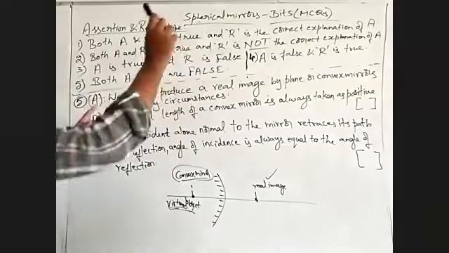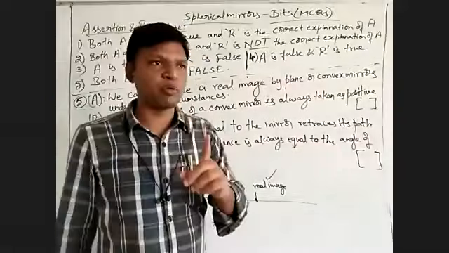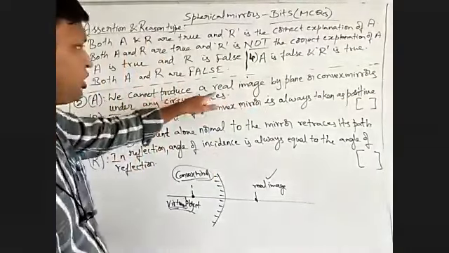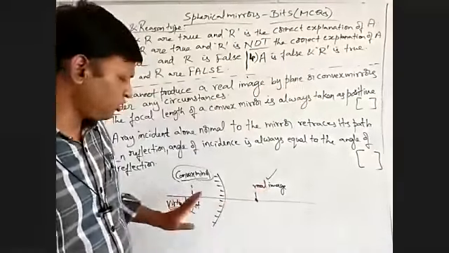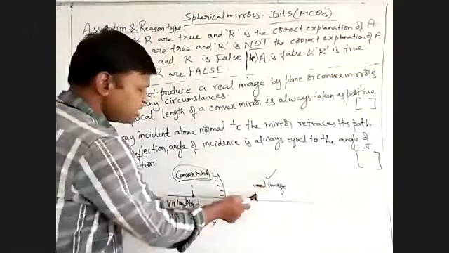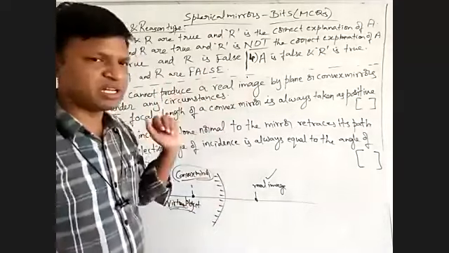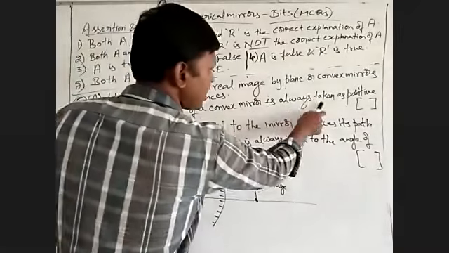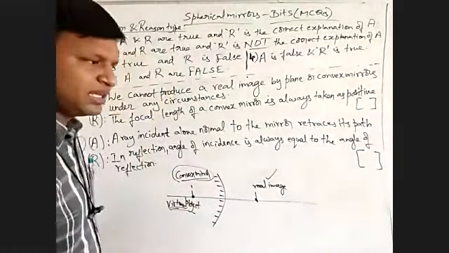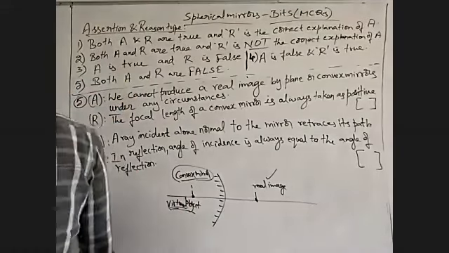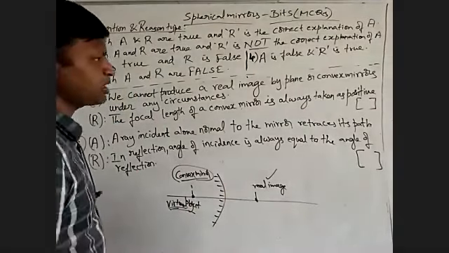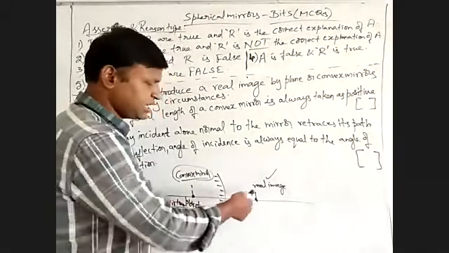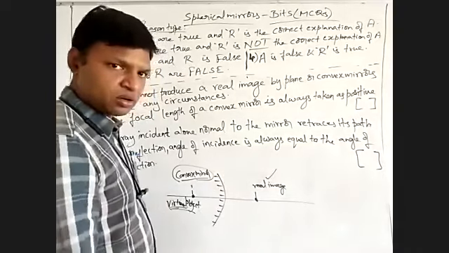So you can eliminate this statement. Even one case where we get a real image makes this statement wrong. We are able to produce a real image with the help of a convex mirror, so the statement is no longer correct. Then, the focal length of a convex mirror is always taken as positive. Here also you have to think once again. Just now we explained that for a virtual object, a real image is formed. So that means what?